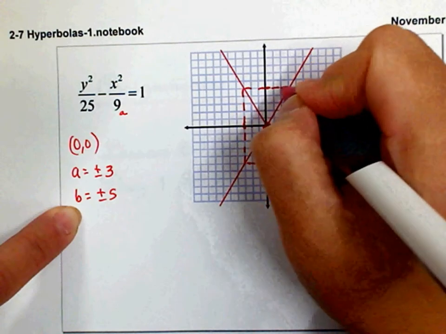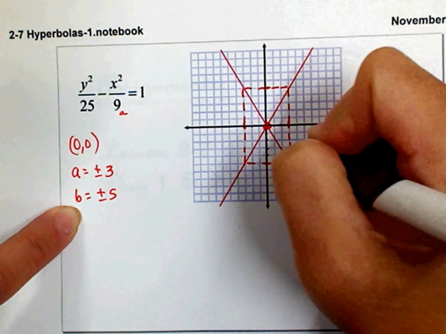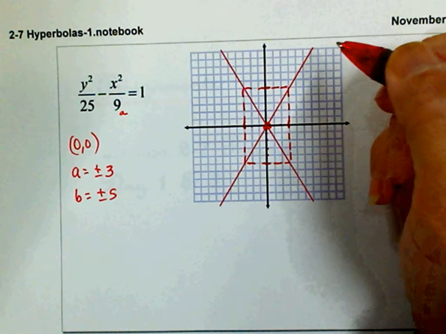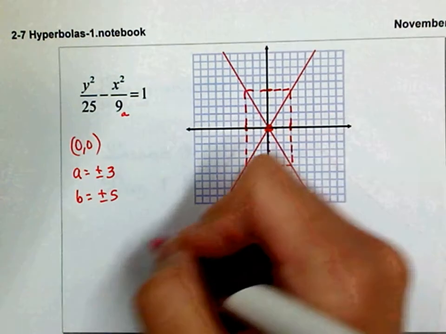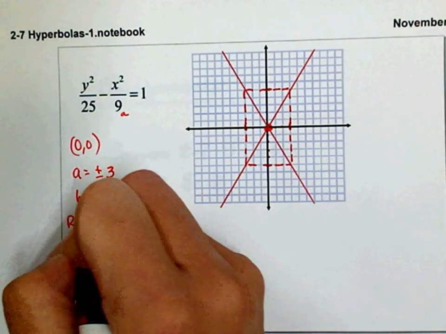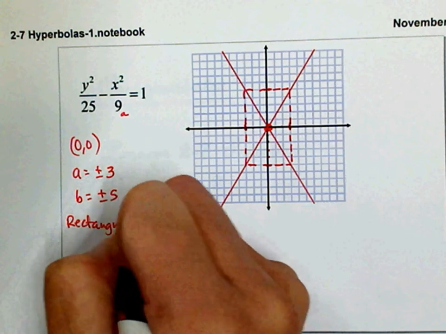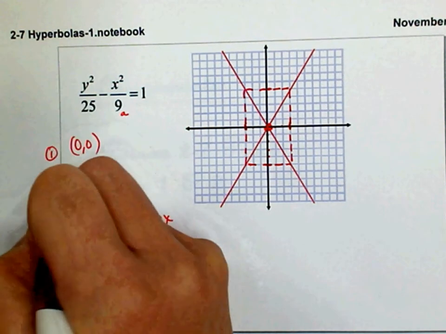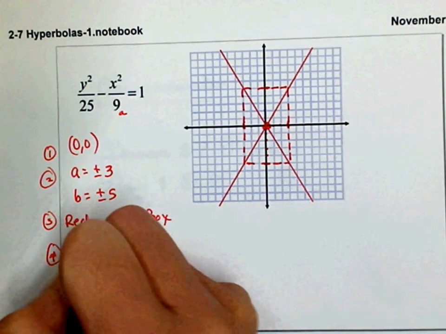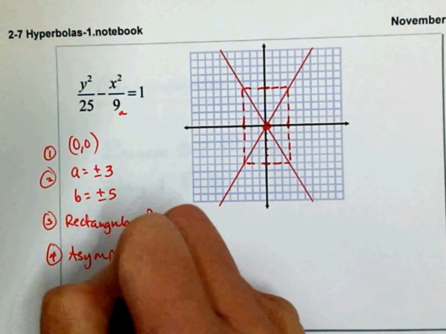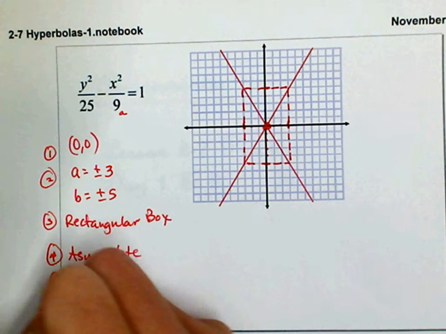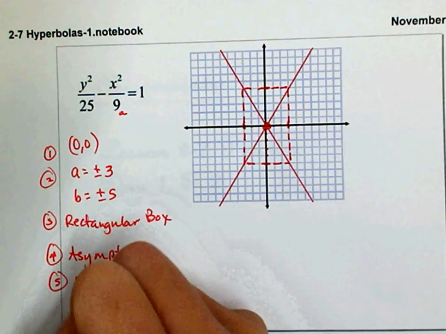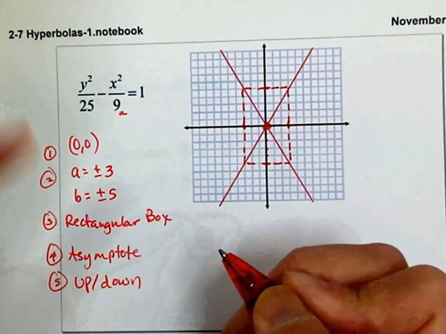Okay. And then I'm going to draw my asymptote, corner to corner. So you draw your box. Connect your asymptote. Okay. Look at your equation. It's going to go up and down. Why? Because the y comes first. So here's going to be your intercepts.